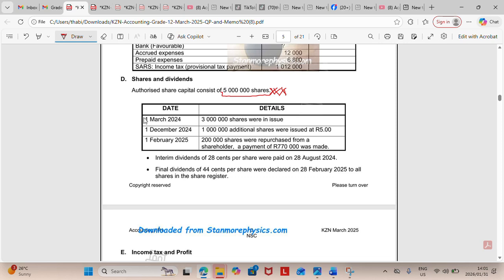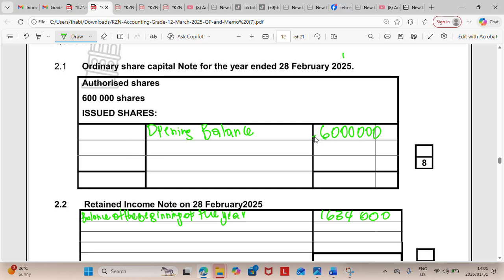Okay, so let's proceed. On the 1st of March 2024, 3 million shares were in issue. It means now the actual number of shares, of this 6 million, this is the rand value. The actual number is 3 million shares. You go and write this 3 million here.